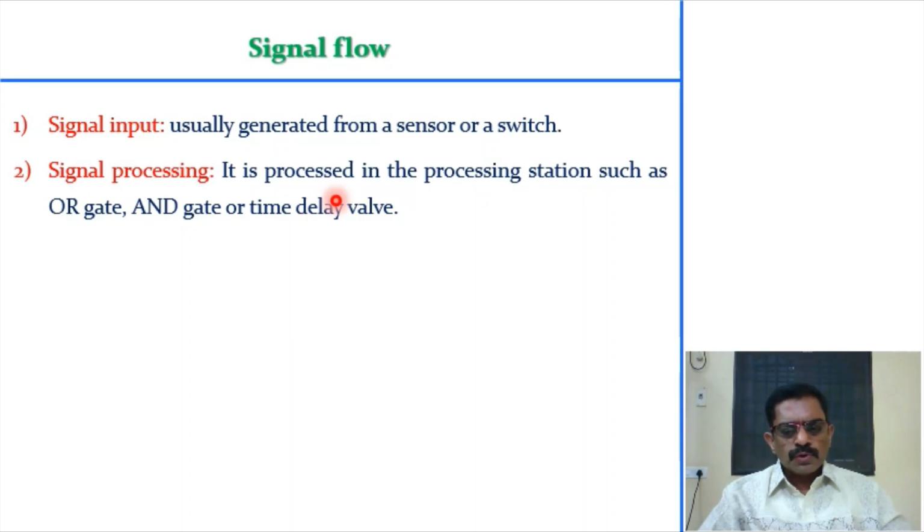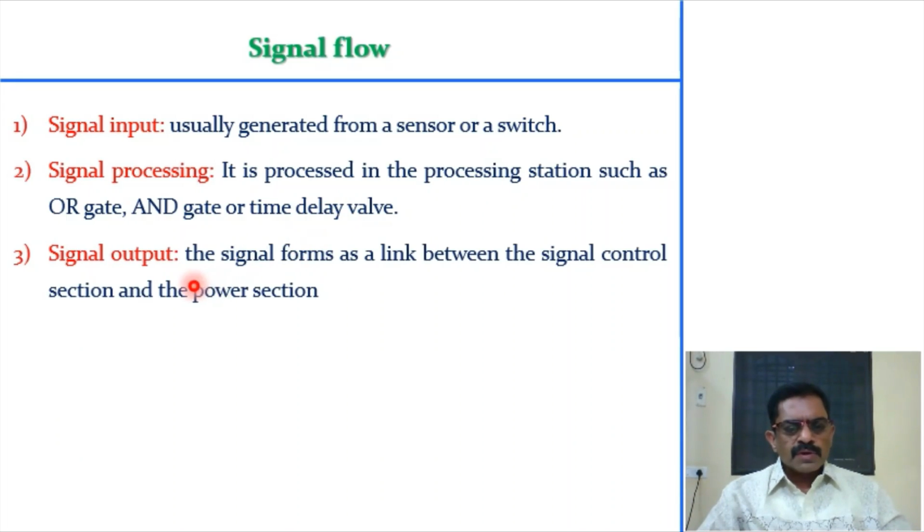If you use timers, your circuit will be very simple, and that is also signal processing and time delay. And for signal output, the signals form a link between the signal control section and the power section. The power section is the compressed air, and the signal control section is the electrical controller. So this is the signal output.